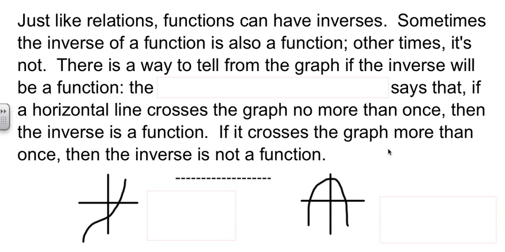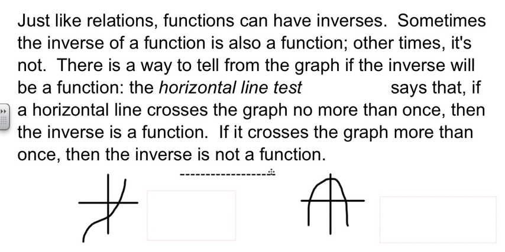Now, just like relations, functions can also have inverses. In fact, a lot of them do. Sometimes, though, the inverse of a function is also a function, and sometimes it's not. There's a way to tell from looking at the graph, and it's called the horizontal line test. If you take a horizontal line and go across the function and it never meets more than once, then the inverse will also be a function. If it does cross more than once, it won't be a function.